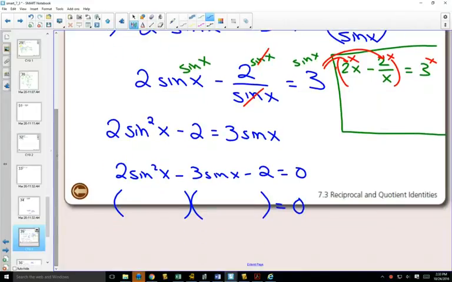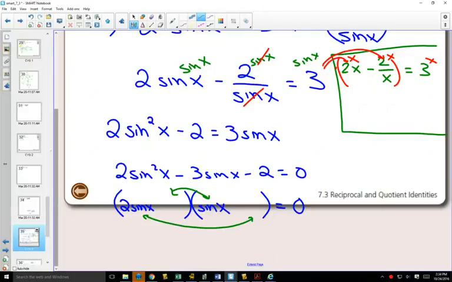For 2 sine squared, the only thing that would give you 2 sine squared for our first terms would be 2 sine x and sine x. Now the only thing that gives us 2 for our last term is 2 times 1, but it will make a difference where we put the 2 and where we put the 1. Remember, we want our outside and our inside values to make -3, or to make 3.